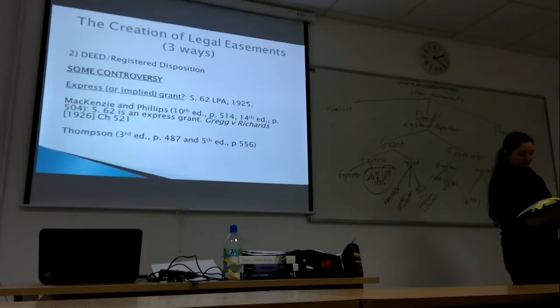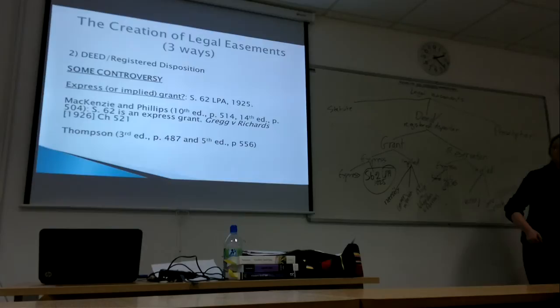all buildings, fixtures, liberties, privileges, easements, whatsoever, appertaining or reputed to appertain to the land at the time of the conveyance. And it's always been interpreted as an express grant, so that if it wasn't actually given to you in a document, section 62 would kick in and allow you to claim that there had been the grant of an easement and that it was express.